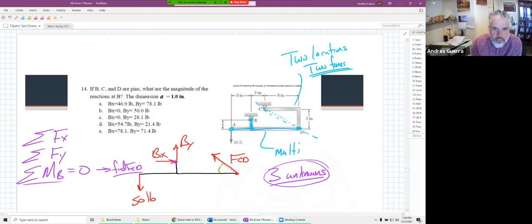It's not what I was looking for, but if I sum forces in the X to start with, I would have 2 unknowns. If I sum forces in the Y, I would have another 2 unknowns. So I couldn't start with forces in the X or the Y, but now I can go into forces in the X and I can find BX, and I can go into forces in the Y and I can solve for BY.